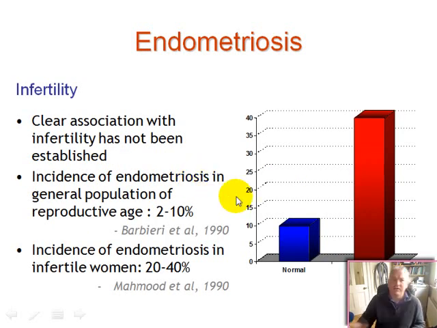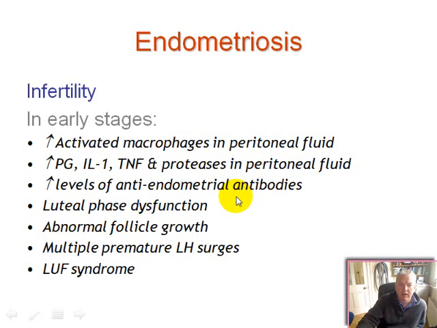Again, as we said earlier, there's a clear association with infertility, but what exactly that relationship is isn't quite well known. Endometriosis is found in large numbers of infertile women. Why does this occur? There may be increased levels of activated macrophages in the peritoneal fluid, interleukins and prostaglandins, and tumor necrosis factor is also found in the peritoneal fluid of women with endometriosis. There are also anti-endometrial antibodies in these women.